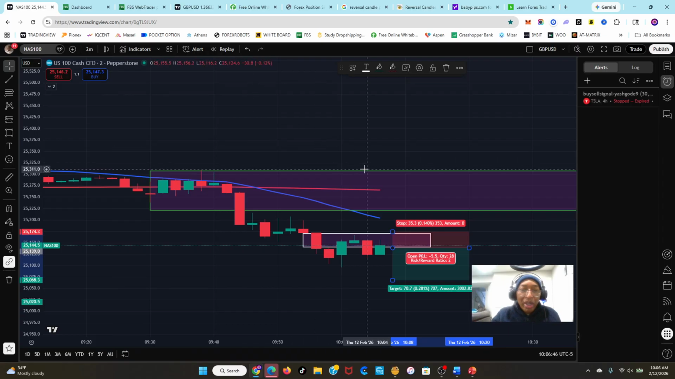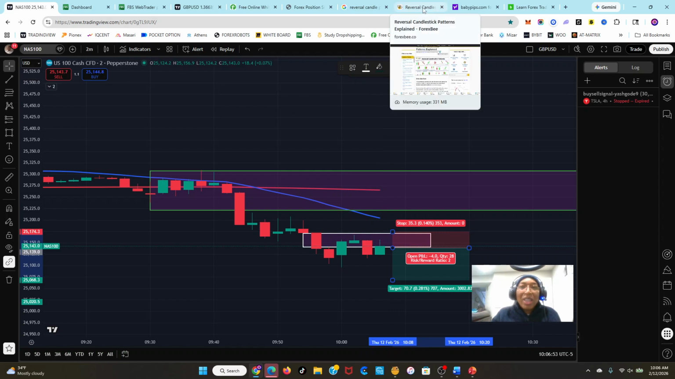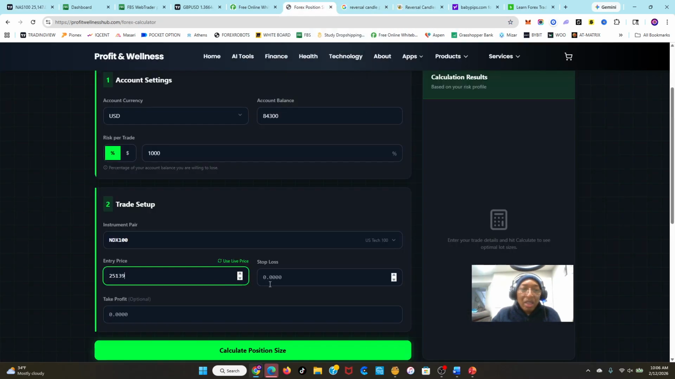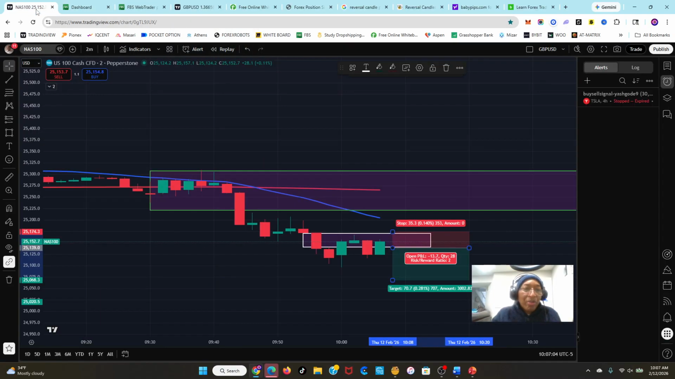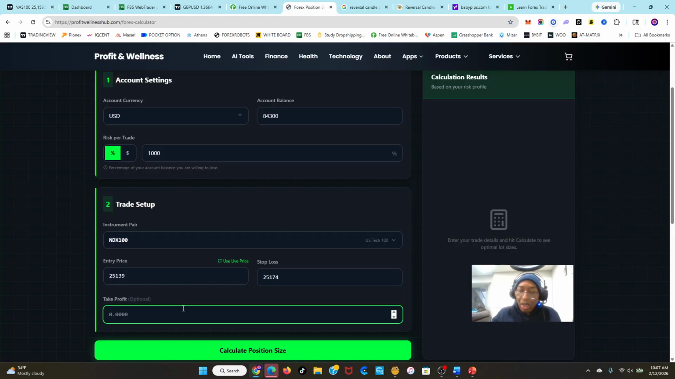Our stop loss, very important. Our stop loss is 25,174. Let's go there. 25,174. And then our take profit is this one down here. Take profit is this one. 25,068. 25,068, and we're gonna go boom.